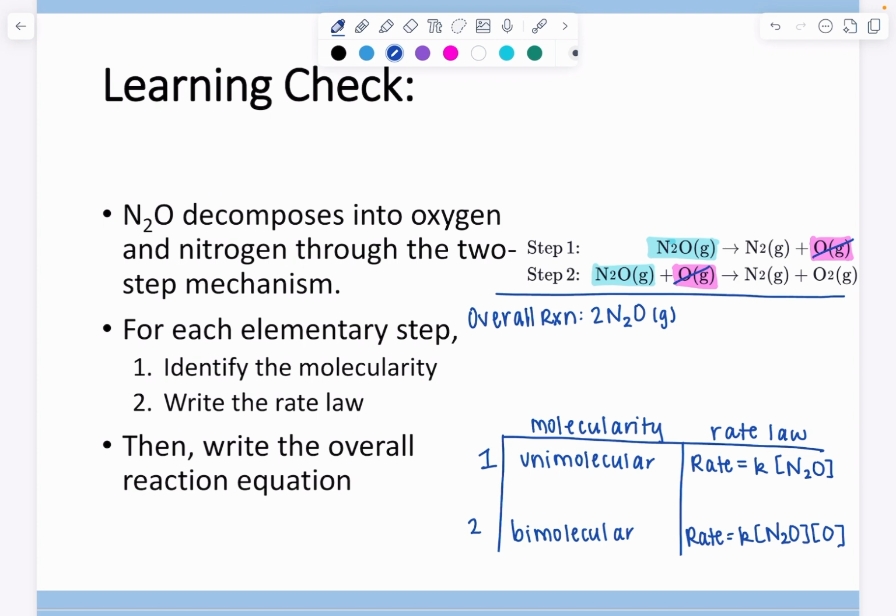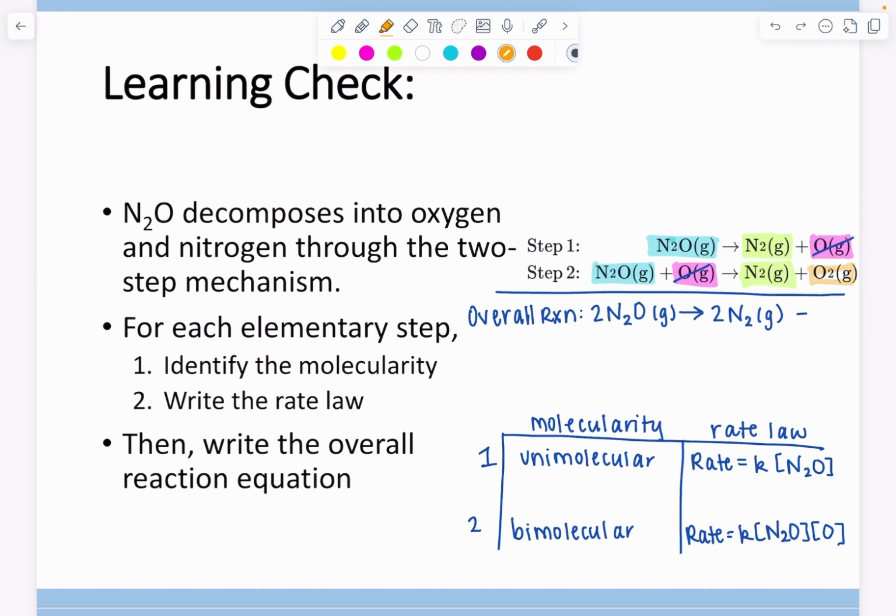Now I'm done with reagents, so I can add my arrow. Let's look for N2, the next product here. I see that present as 2 moles in the product. And then our last one here is O2. And that's the only location where we see O2, so that will be a product as well. So the overall reaction is written there. We have rate law and molecularity for each step.